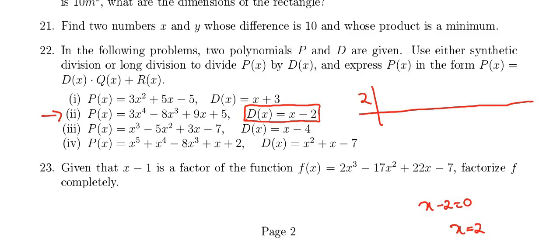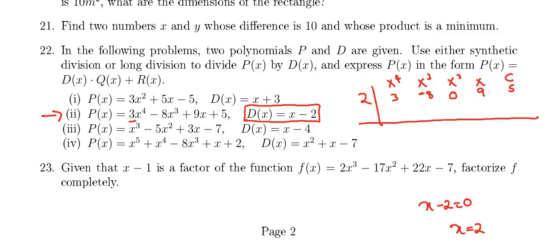Now you're going to get the coefficients in such a way that the powers of x are in descending order. The first power here is x to the power 4, then x to the power 3, x to the power 2, x, then the constant at the end. The coefficient of x to the power 4 is 3, so I'll write the 3 there. Then negative 8. There is no x to the power 2, so I'll place 0 there. Then we have a 9, then a 5.